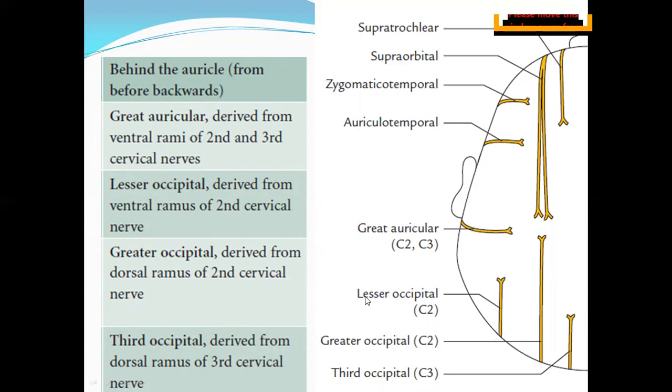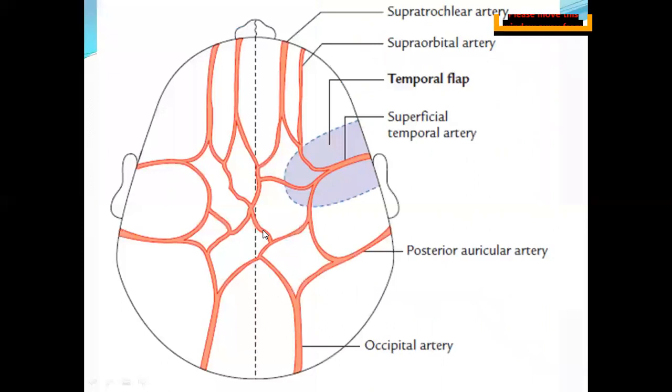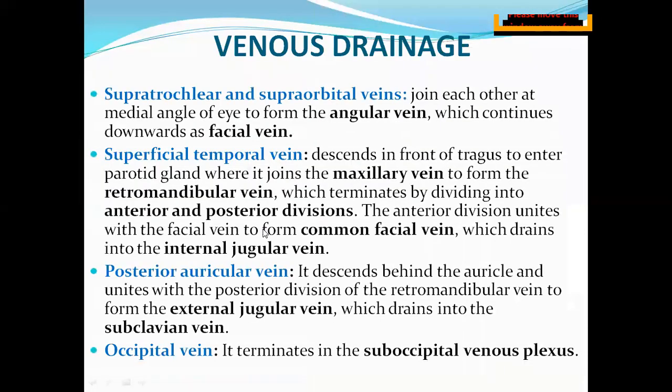As you go behind, we have lesser occipital, which is derived from the ventral ramus of the second cervical nerve. Then we have greater occipital, derived from the dorsal ramus of second cervical nerve. Then we have the third occipital, which is derived from the dorsal ramus of the third cervical nerve. If you can't remember so much, just practice this diagram and give the root values in brackets. Okay, behind the pinna, we have great auricular, lesser occipital, greater occipital, and third occipital. Okay, so that finishes our nerve supply and blood supply.